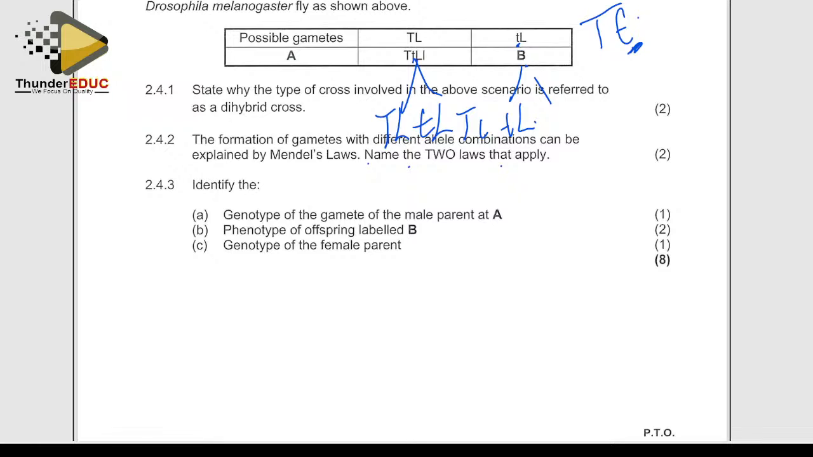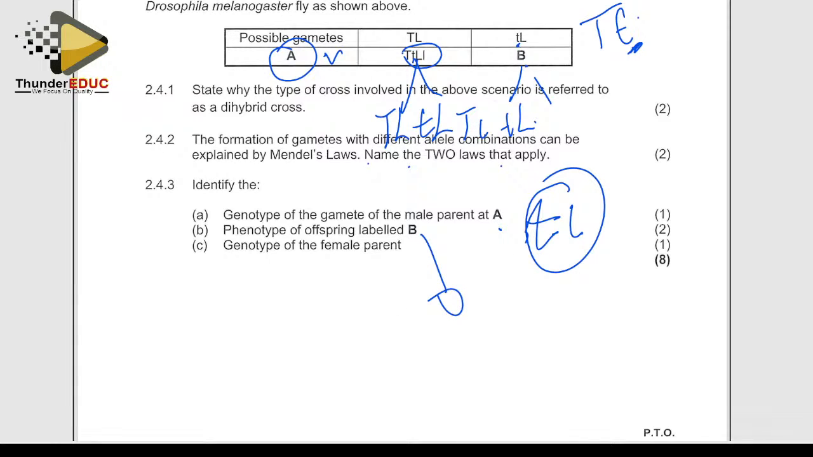They're saying identify the genotype of the gamete of male A. So this one, they're looking for that. How did I form this? Look at what is formed. If the capital T came from here, small t came from there, so it's going to be small t. And if capital L came from there, small l came from here. So it's going to be small t, small l. It must not have space.